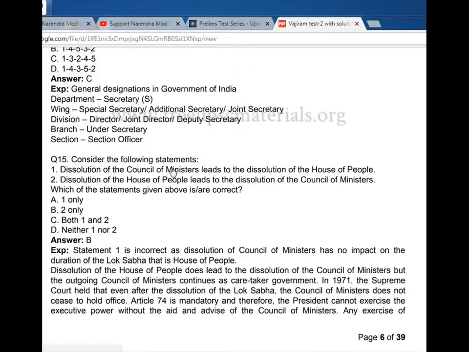Consider the following statements. So here 2 is the correct. Dissolution of the House of the People leads to the dissolution of the Council of Ministers. It's correct, 2 is correct, but 1 is not correct. Dissolution of the Council of Ministers leads to the dissolution of the House of the People is not correct. It is not the dissolution of the House of the People; it leads to the dissolution of the Council of Ministers.